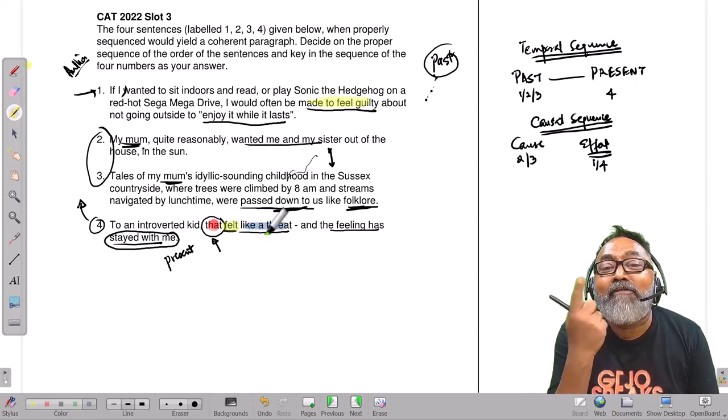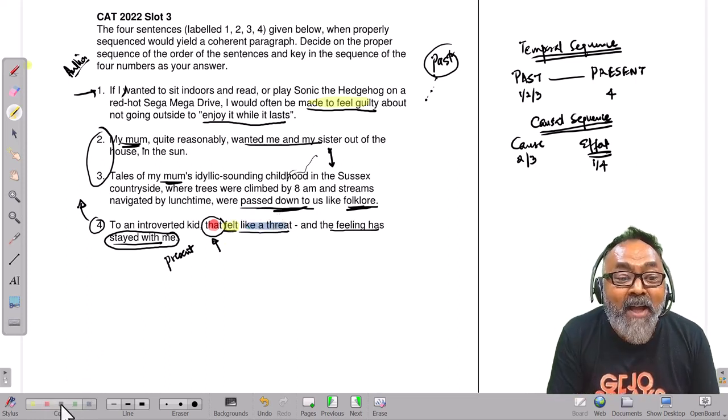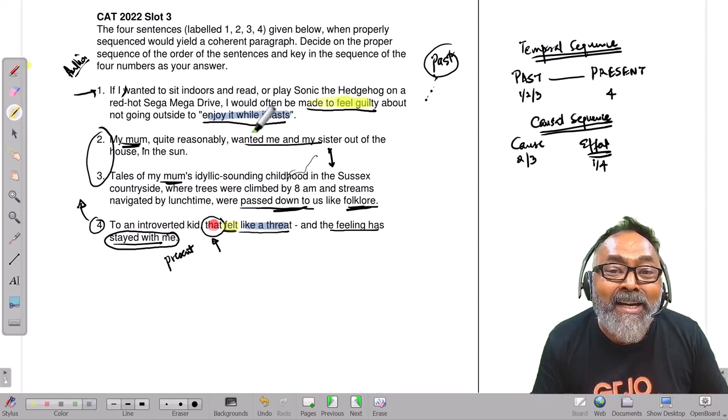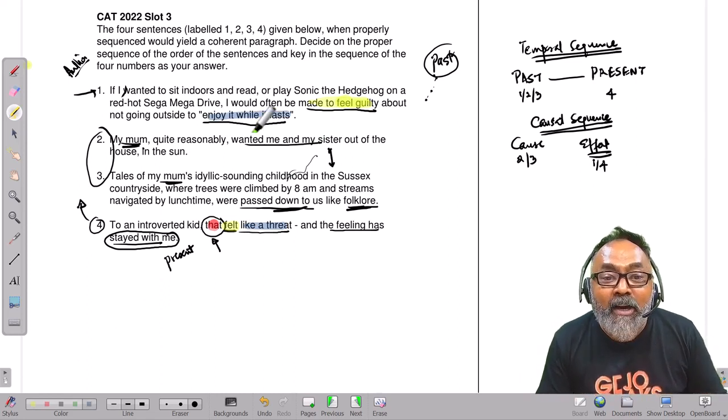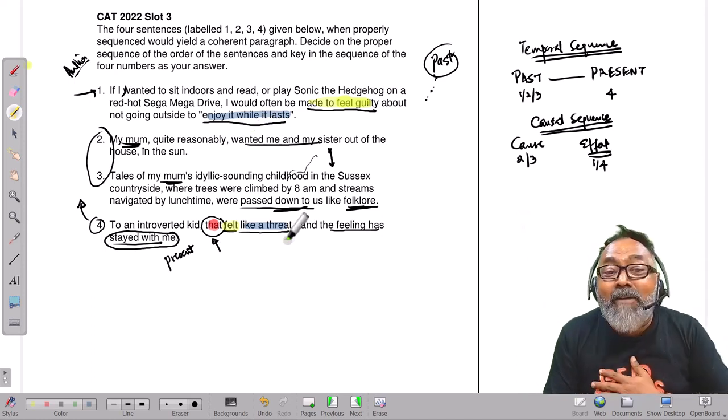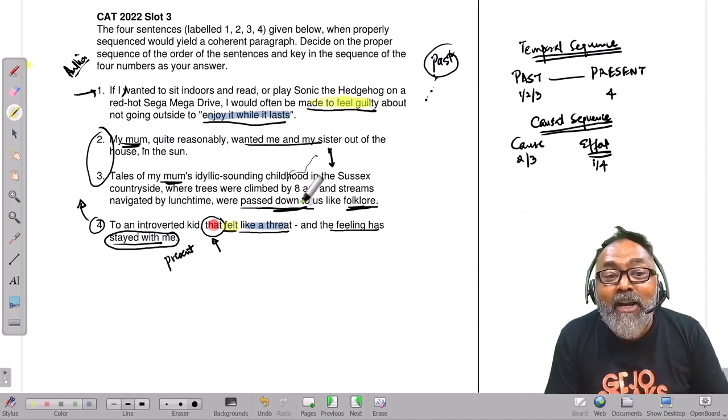What is it that felt like a threat? Where is the felt feeling? I felt guilty. And what is the threat? Enjoy while it lasts. I was made to feel guilty about not going outside to enjoy it while it lasts. That felt like a threat, and that feeling stayed with me.